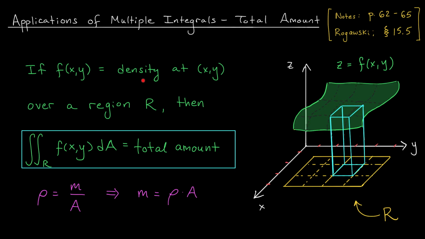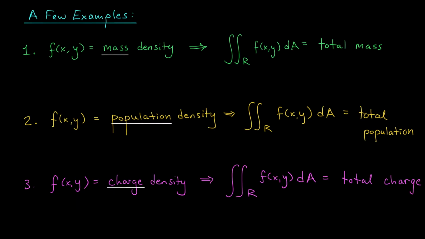If f(x,y) represents a density, then the double integral of f over the region R represents the total amount of our quantity that occurs throughout the region. Here are just a few situations where we can use the ideas from the last slide to find the total amount of a quantity given its density function.